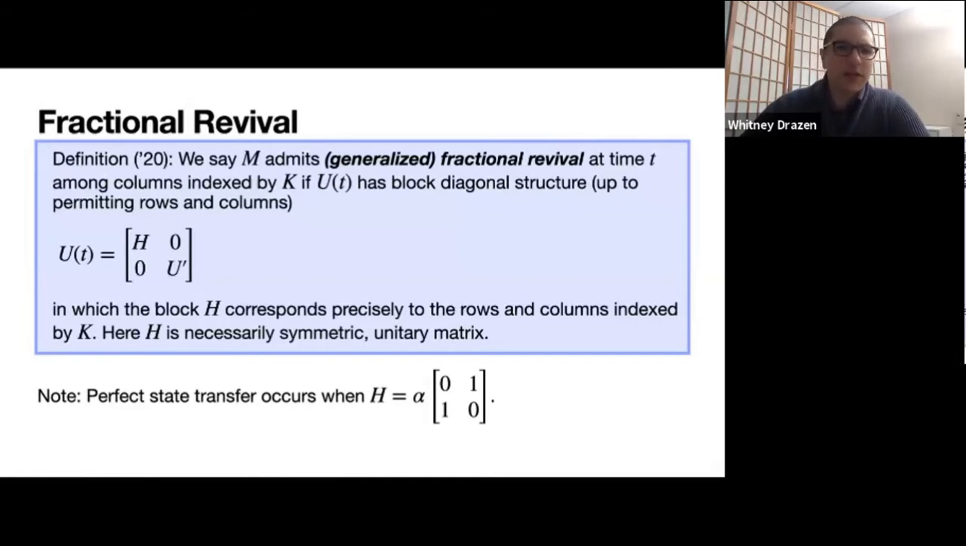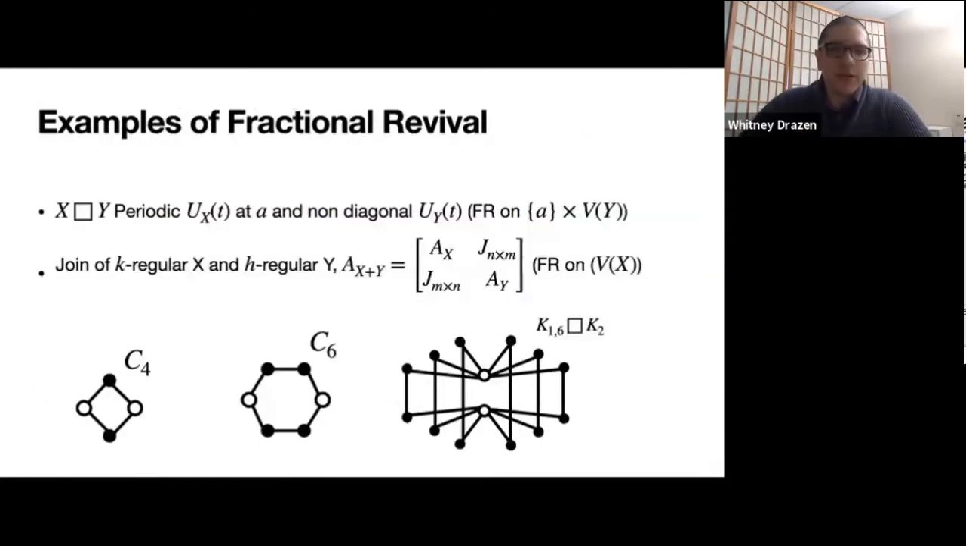Okay, so let's look at some examples of graphs that have fractional revival, or actually a couple of constructions and then some graphs. If we have a graph X that is periodic at time t at a vertex A, and then we have some other graph Y that has a non-diagonal transition matrix at that same time t, then we get fractional revival at time t on A times the vertices of Y in the Cartesian product of X and Y.